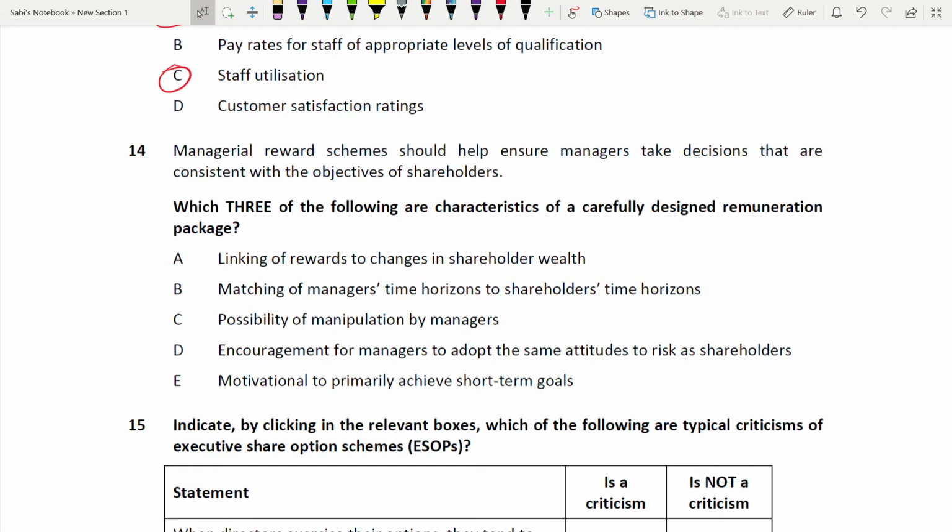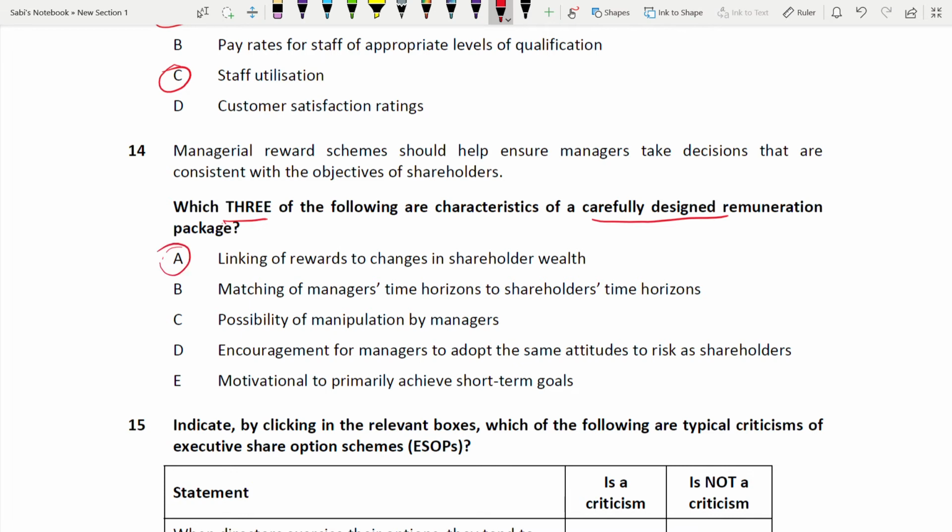Which three of the following are characteristics of a carefully designed remuneration package? Three here. Carefully designed means it has to be very solid. So, A, linking reward to the changes in the shareholders' wealth. Is it? Yes, because ultimately you want to maximize shareholders' wealth. So if shareholders' wealth is maximized, your reward will maximize. That's what it means. So A is the right answer.